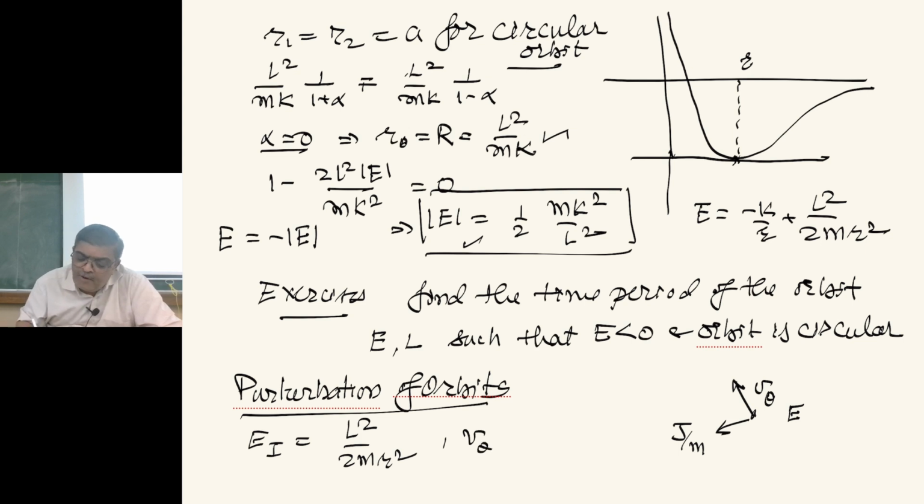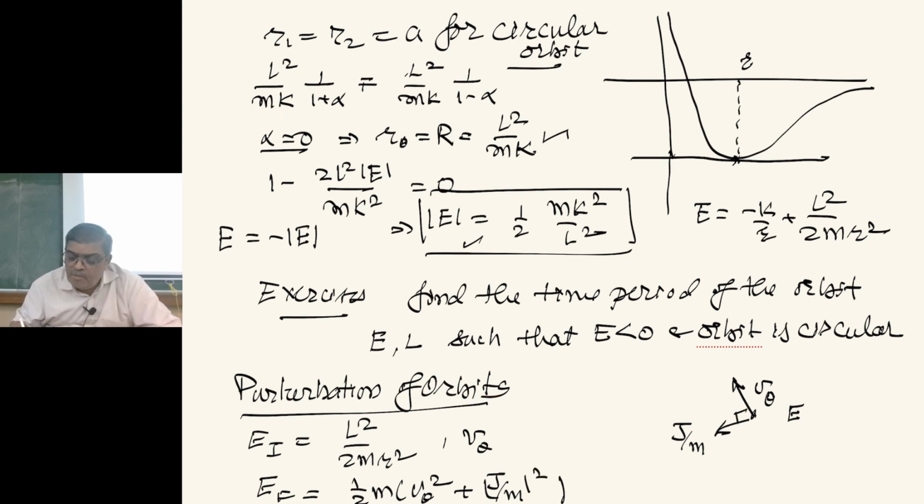Okay, so I'm going to find that the new energy after the impulse is going to be equal to the square of this plus the square of that. So that's going to be equal to 1 half m into V theta squared plus J by m squared, because these are in perpendicular directions. But this is the initial energy. So the final energy becomes the initial energy plus J squared by twice m.